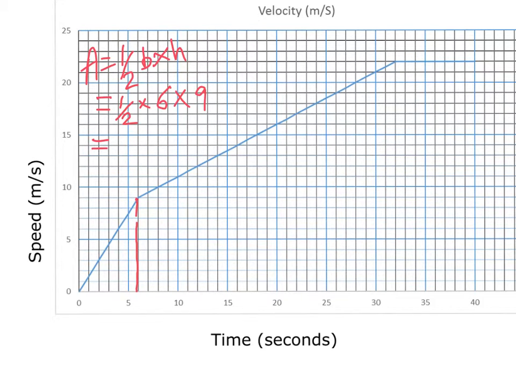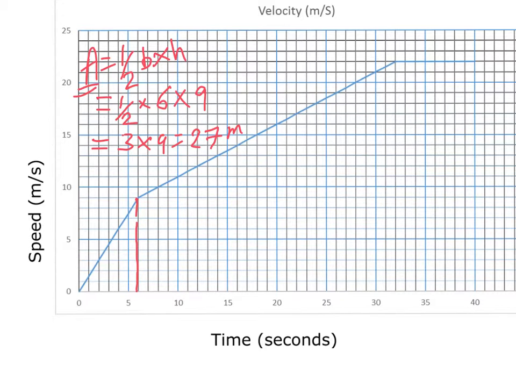So that gives me the distance traveled by this go-kart in the first 6 seconds. If you work this out, you should get the distance traveled. As you can see, half of 6 is 3, so I put 3 there, and then times 9, that gives you 27 meters. You can also work this out on a calculator. So you get 27 meters as we are working out the area. In this case, it gives the distance.